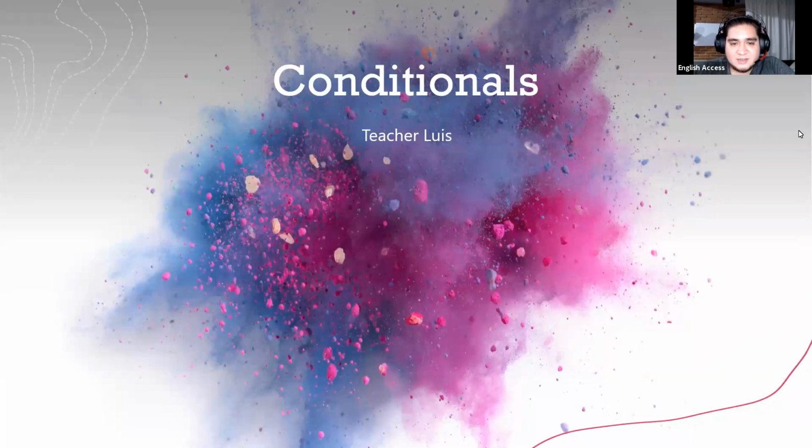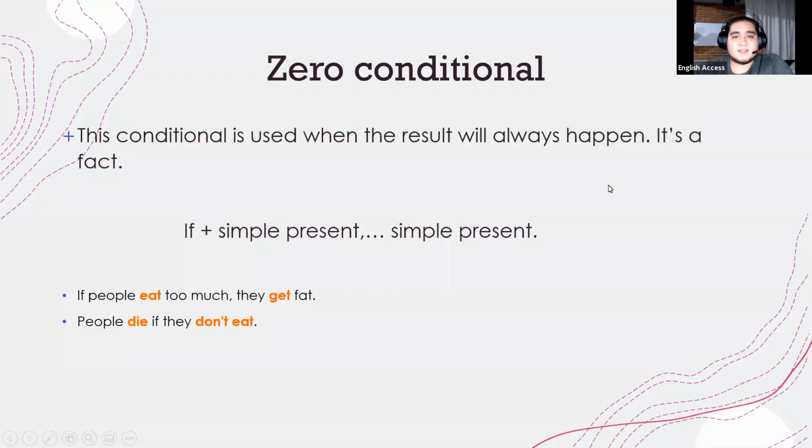Berenice says they are clauses. One part is expressing the condition, and the second part expresses the result of the condition. That is correct. So let's see. We have the first conditional, which is, well, not the first conditional. The first conditional we're going to see is called the zero conditional.